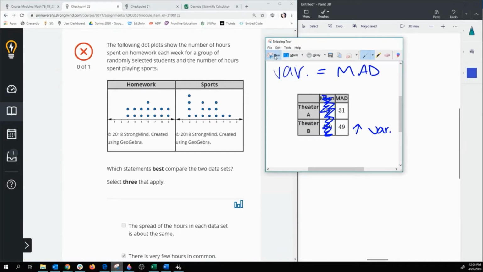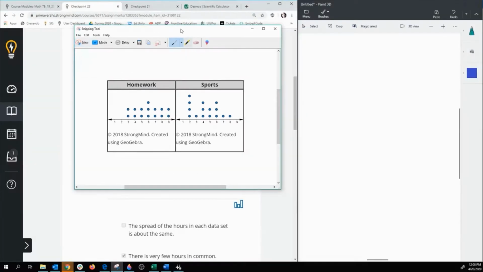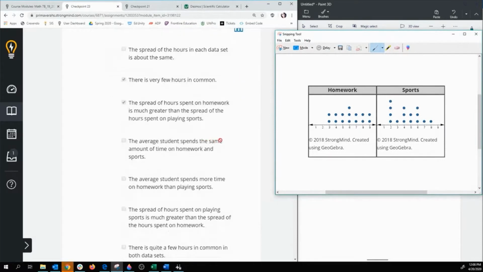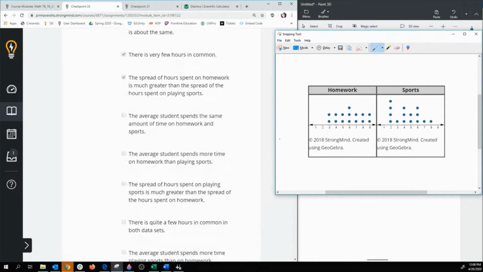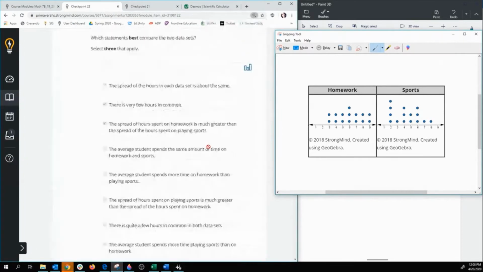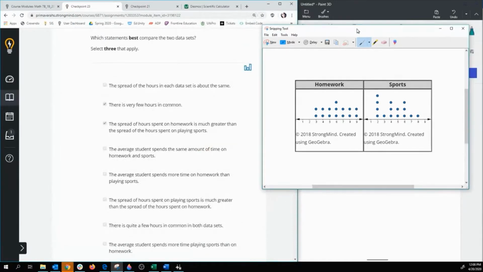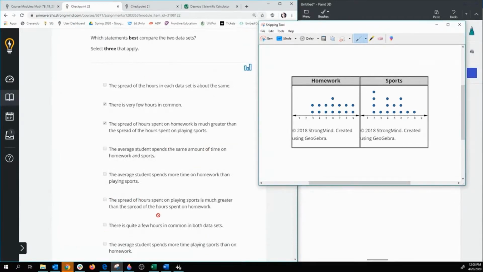I'm going to take a screenshot of this so I can move it over here so we can still see the... Oh, wow, that's a lot of answer choices. Let me zoom out one. Okay, here we go. So here's our dot plot, and we want to pick 3 of these that would be true. So the first option says that the spread of hours in each data set is about the same. Well, looking at the dots and the order that they're in, I wouldn't say that they're about the same. They're definitely different, right? Here we have 4 dots on 2, and here we have no dots on 2.